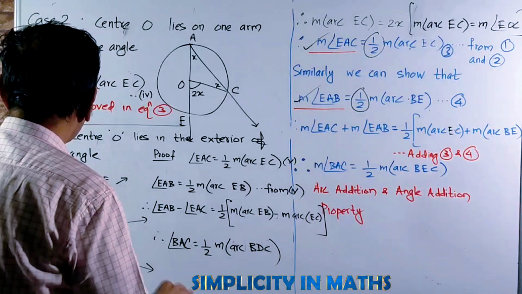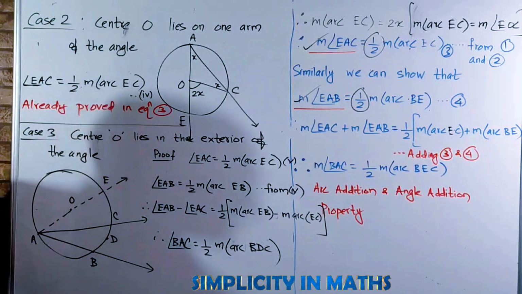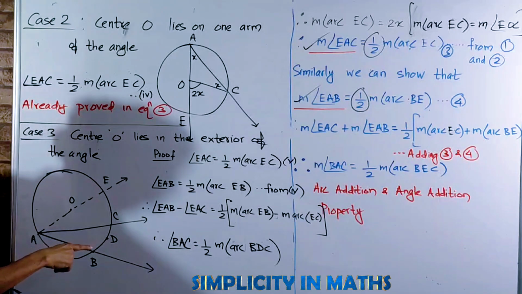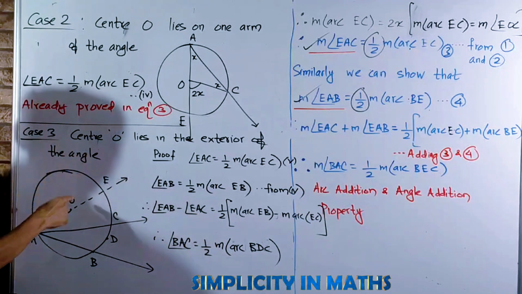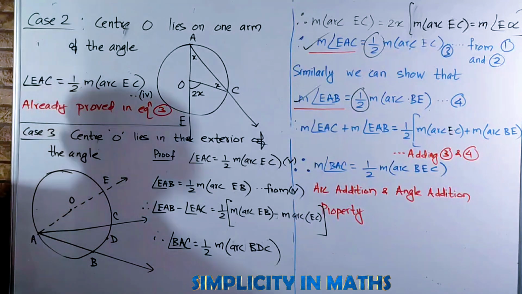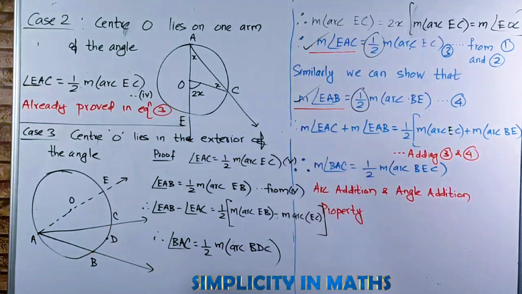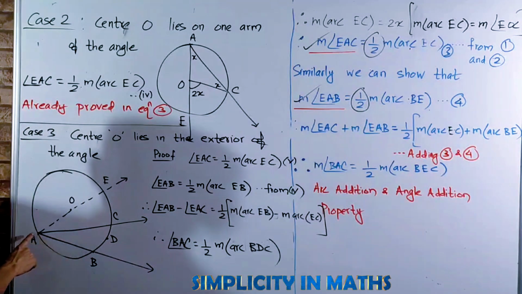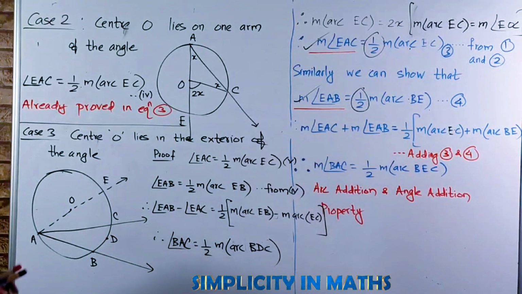For case 3, center O lies in the exterior of the angle. Exterior of the angle means if you take this angle BAC, outside of it is the exterior of the angle. Center O lies in the exterior of the angle. Okay? So the center O does not lie inside, it is outside. You get angle BAC. Now this is one construction we have done for this.